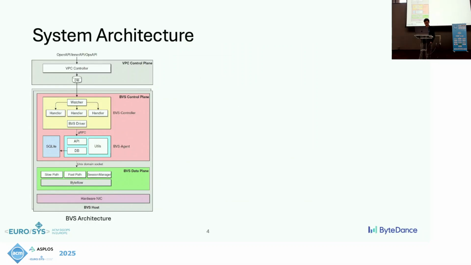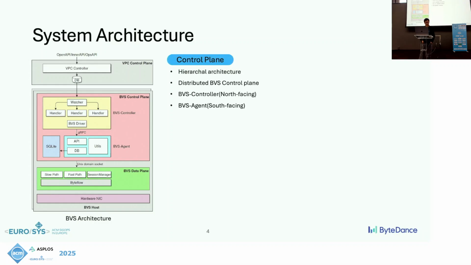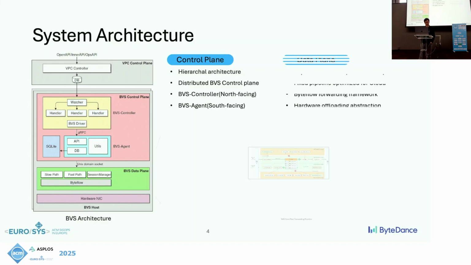We take a hierarchical architecture. On the top we have the VPC control plane, which exposes all the APIs to the customer or to the EC2 control plane. And the BVS control plane has two major components. One is the BVS controller, which is north-facing and interacts with the VPC control plane. And we also have the BVS agent, which is south-facing and talks to the BVS data plane.